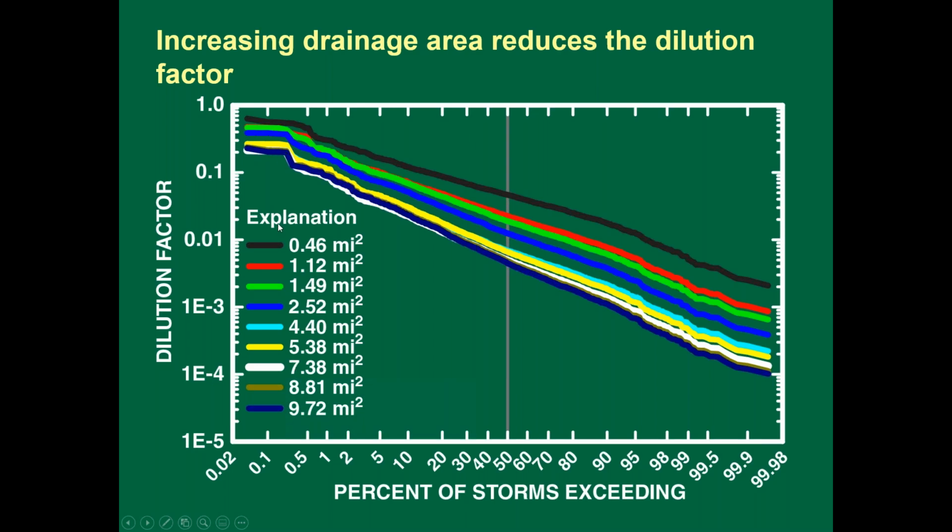What's interesting is up here at the end, between 5 and 9.72 square miles, you're almost doubling the area. But what we're seeing here is the interaction between length and slope affecting the magnitude of the dilution factors down here at the high end. But that spreads out when you look at the medians here.